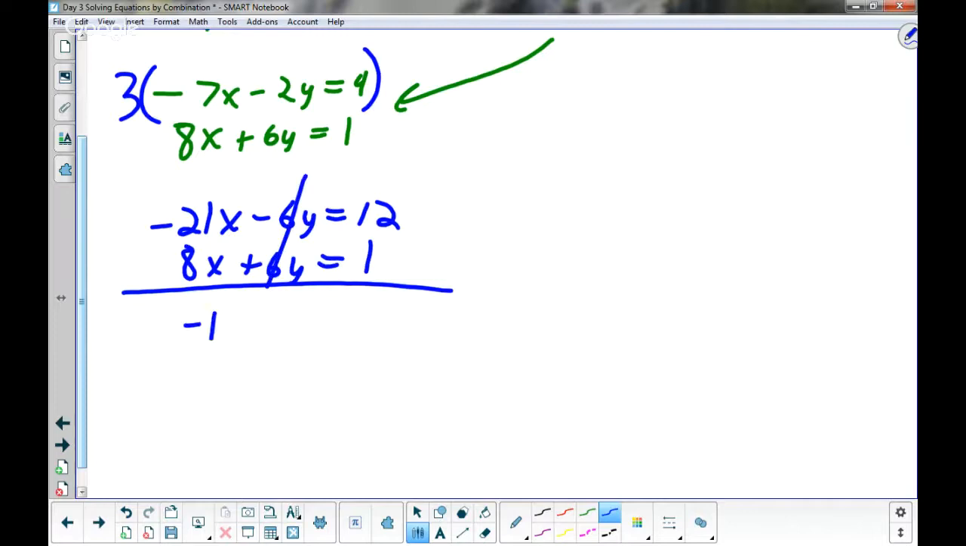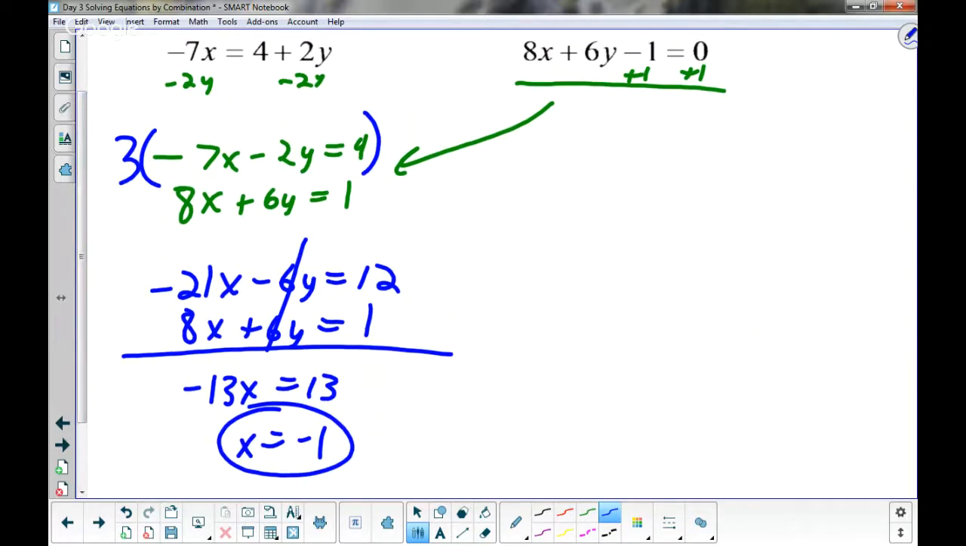The y's cancel out. You get negative 13x equals 13. So x equals negative 1. Makes that nice. And then again, I can plug them into the 2 I solved for or the originals. Does not matter. I'm going to plug it into the 8x plus 6y.